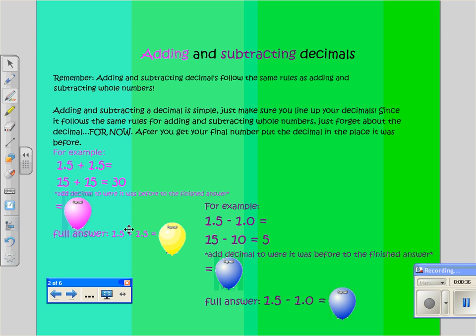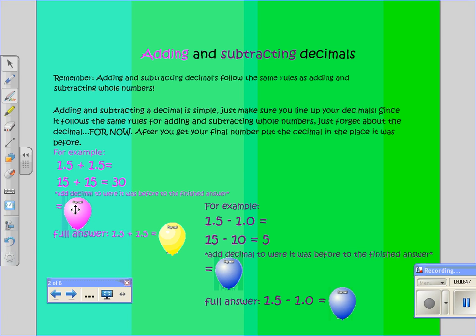For example, 1.5 plus 1.5 equals 15 plus 15, which is 30. You have to add a decimal where it was before to the finished answer. Once you think you've got the answer, pop the bubble. The answer is 3.0. Yep. So the full answer would be 1.5 plus 1.5 equals 3.